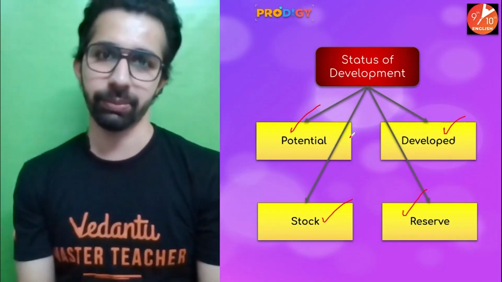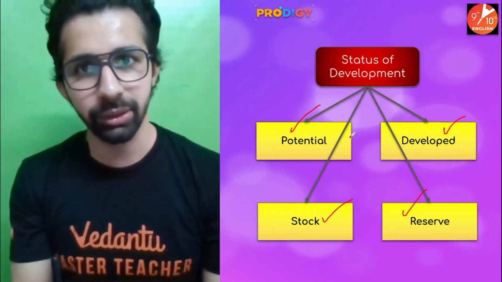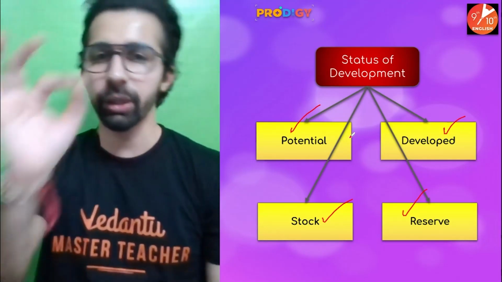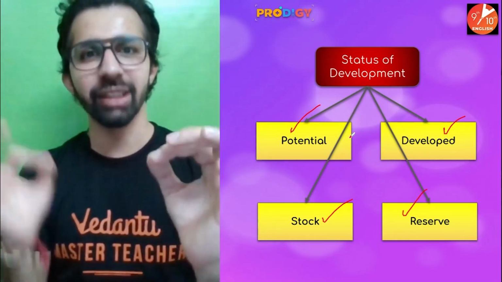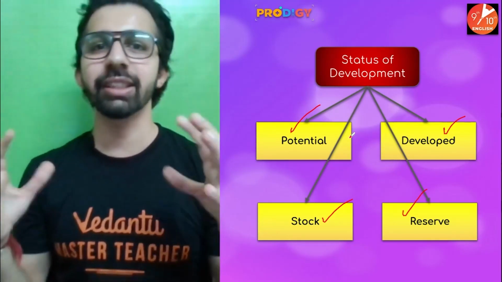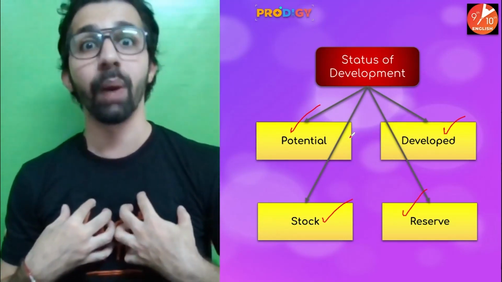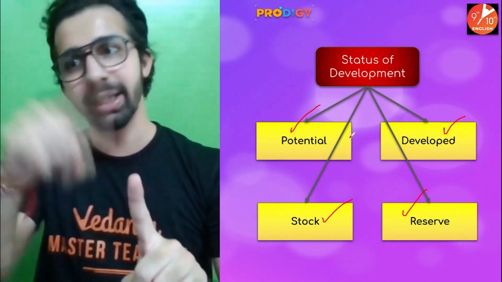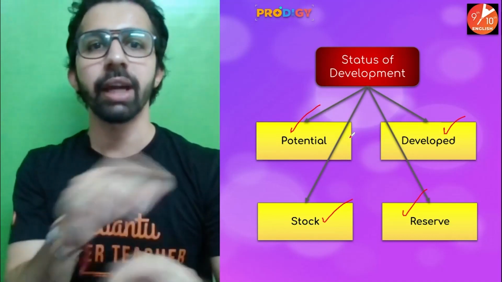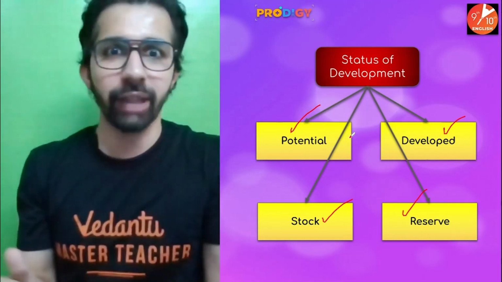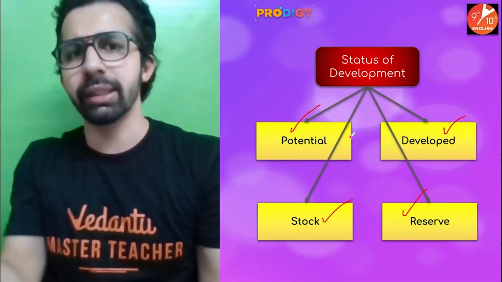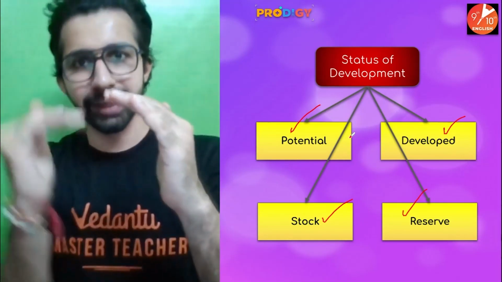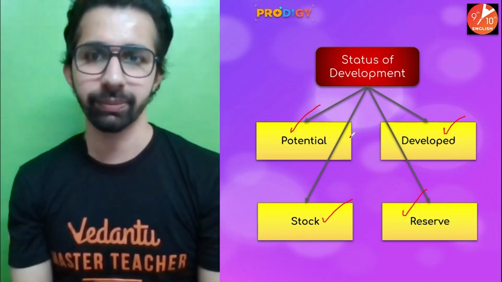Third, stock. Guys, stock is a resource wherein we do not have the technology. And what I said you, what are resources? Anything which is available in our environment and which is used to satisfy our needs, provided it should be technologically accessible. So in stock, we have identified the resource, but we do not have the technology. And if we do not have the technology, we cannot use that thing as a resource. Simple.